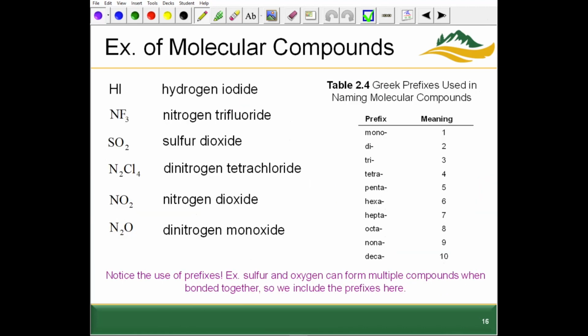Here's some additional examples. Recall that if only one kind of compound can form, then we don't include the prefixes on either of these elements. So they're not there on either of these elements, so we can just say HI is hydrogen iodide. And so again, we should feel comfortable going from a formula like this to a name like this.